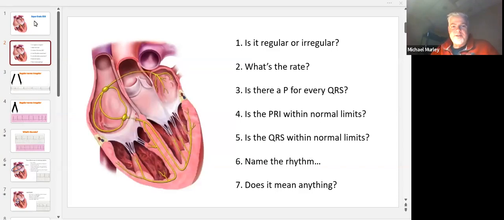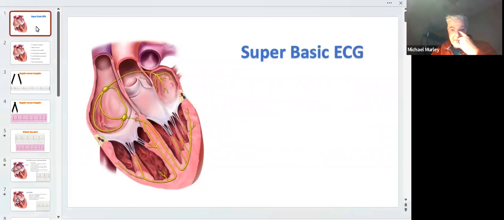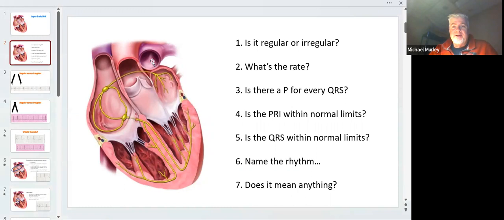So I just wanted to do maybe 20 minutes on some super basic ECG reading stuff. I don't know where in the process you are, but maybe this will be a review if you've already kind of gone over it. So, you know, they teach you 6 questions that you need to answer in order to determine the strip.